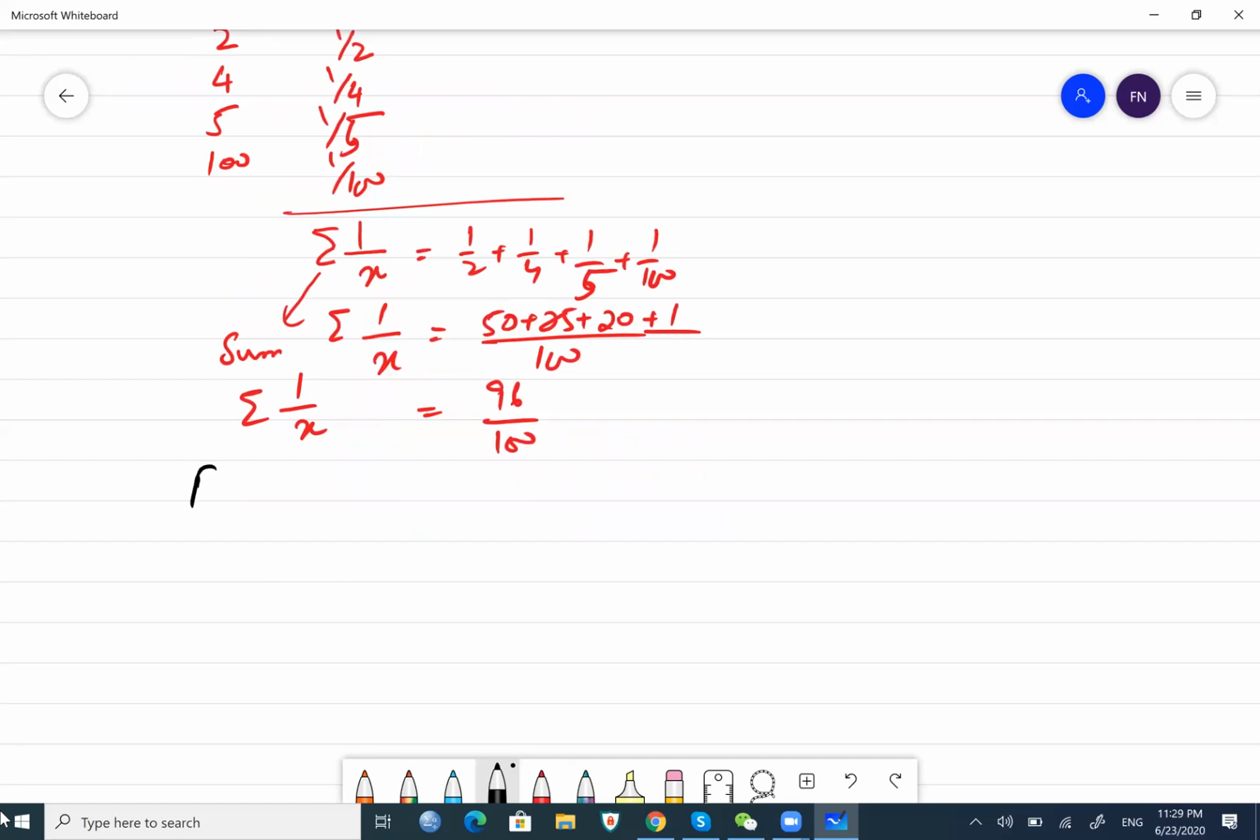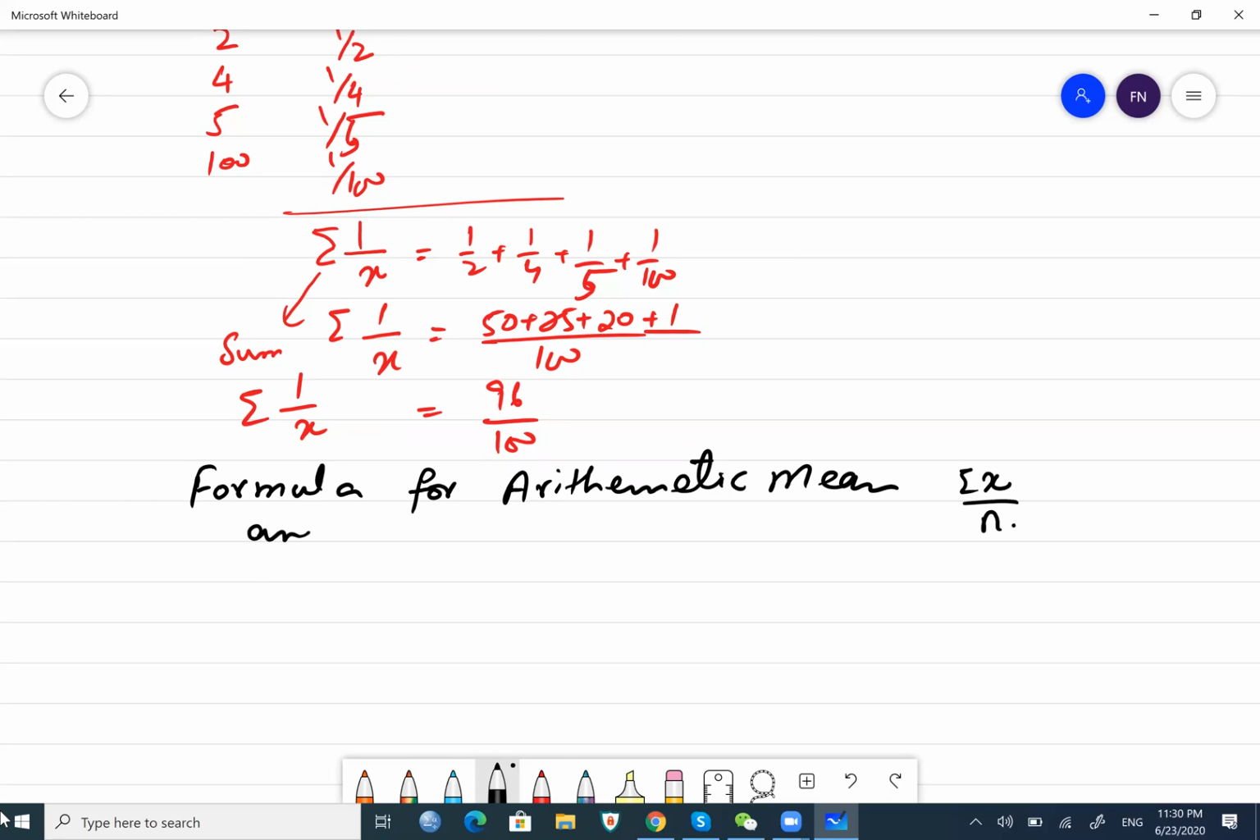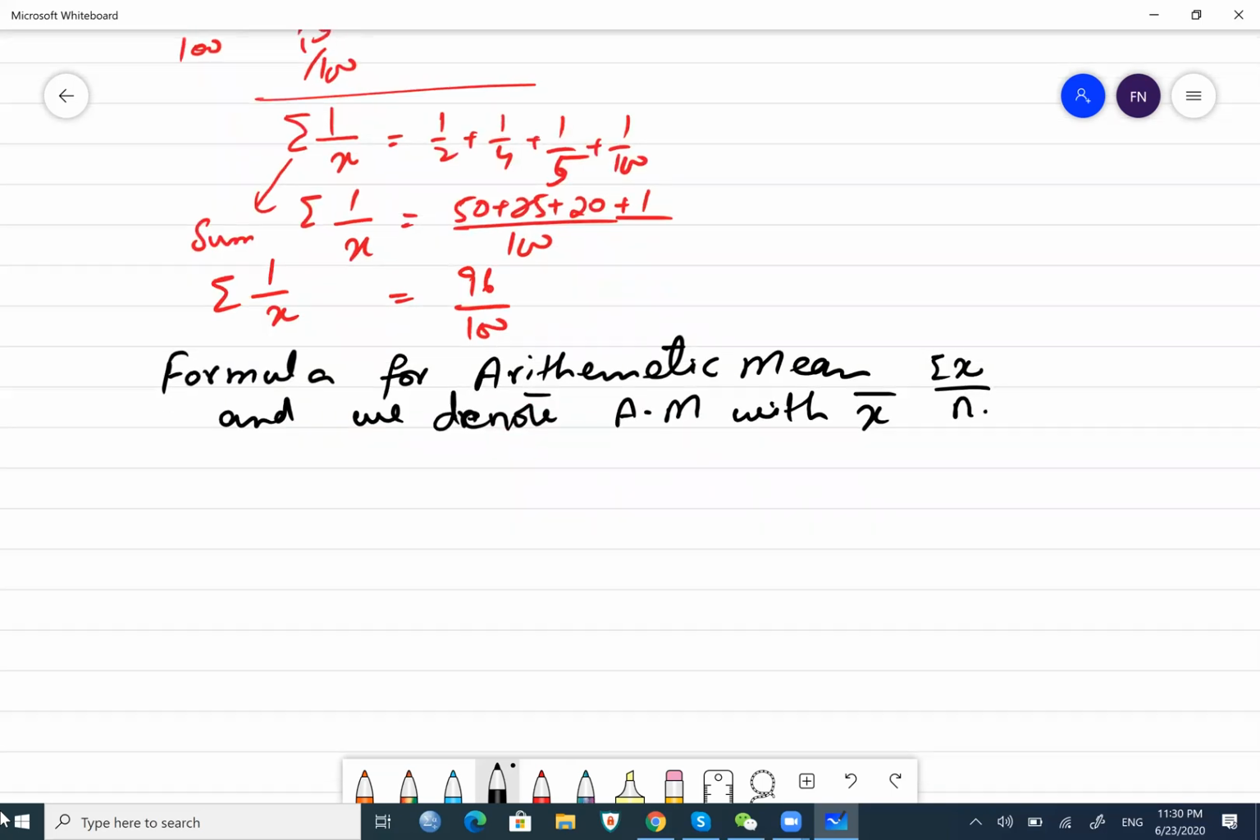The formula for arithmetic mean is sum of x over number of observations, and we denote the arithmetic mean with x bar, which means that x bar equals sum of x over n. That is what we were doing.